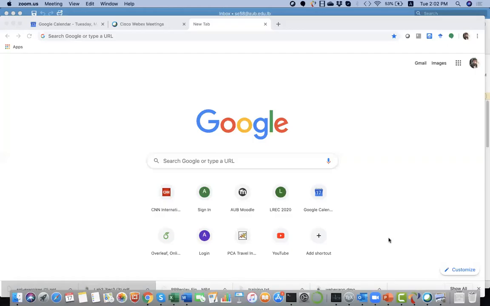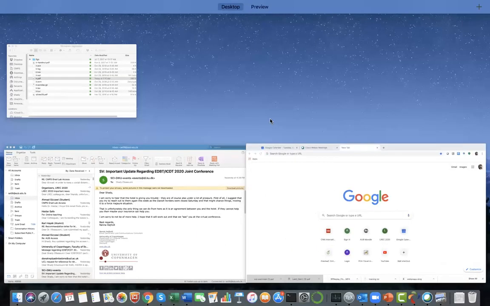and share screen. Desktop. Share. Can you see my screen?